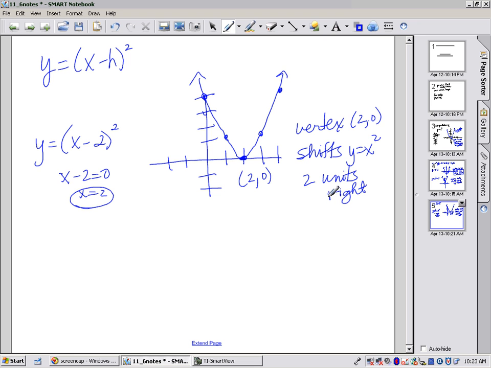Now with the outer number k, if it was positive on the outside, it went up. If it was negative, it went down. Well, here we have a negative sign inside, but it actually goes right. That's because it has to be a larger value to make the same effect. So it's really the opposite of the sign. If the sign is a minus 2, the vertex is going to be a positive 2. Now what about y is equal to x plus 3 squared?